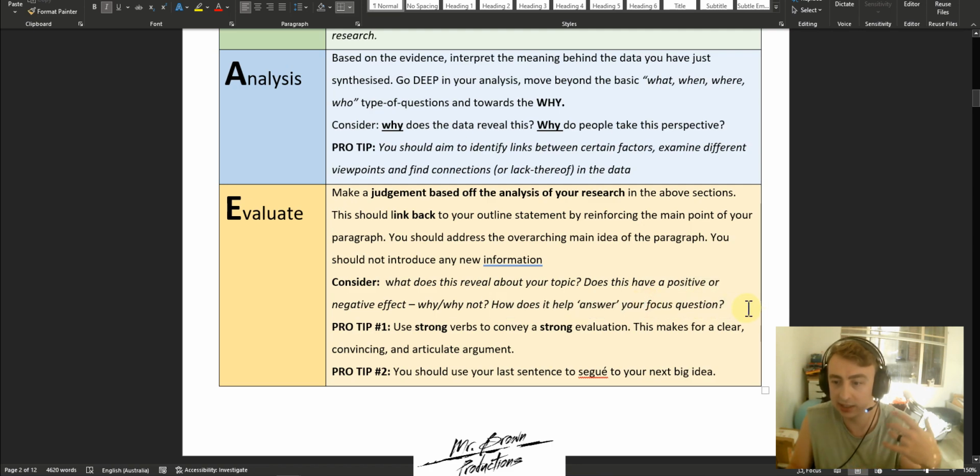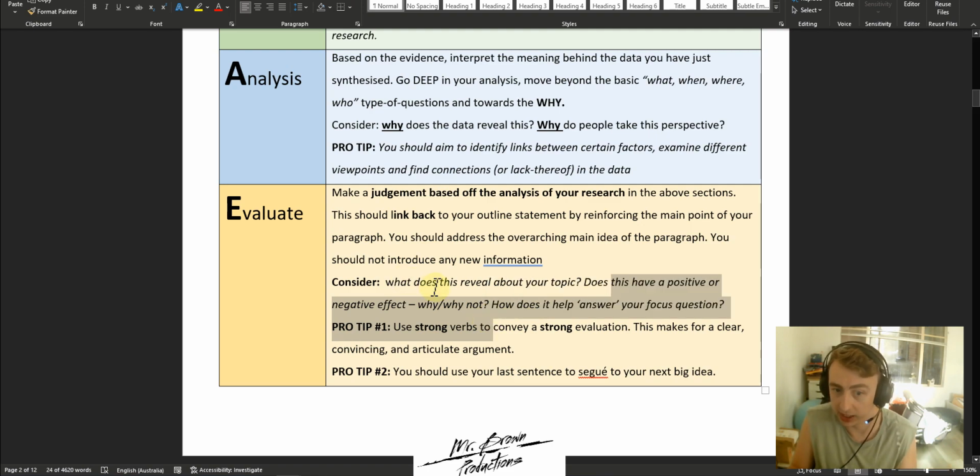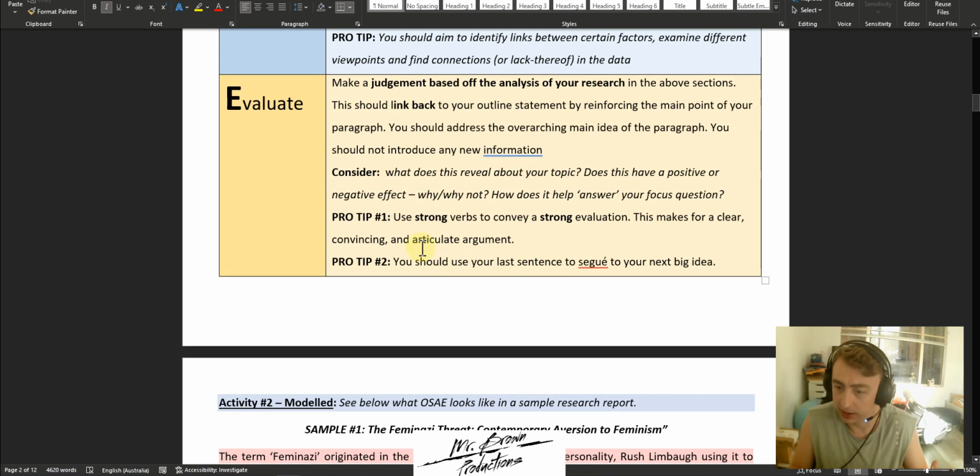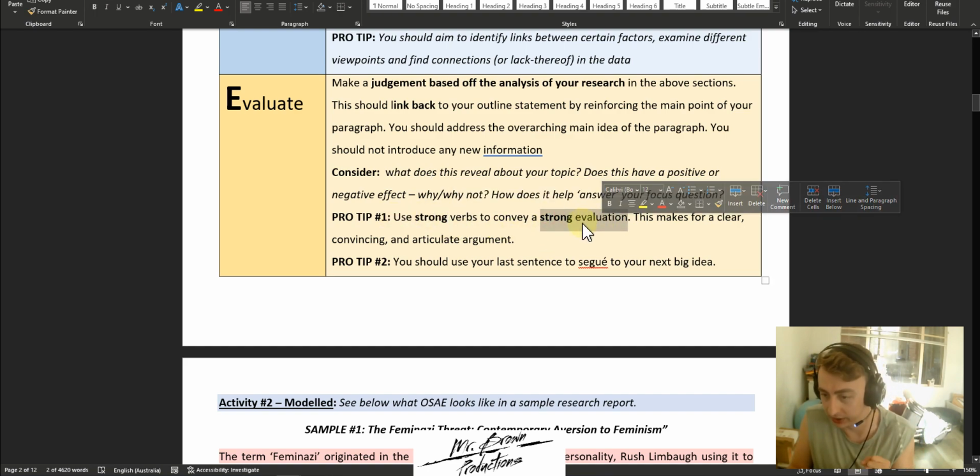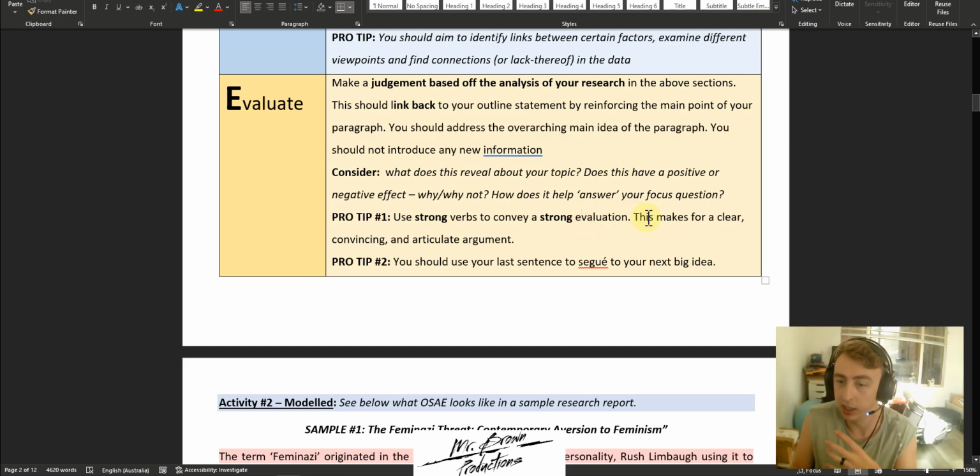Okay, so if you're looking at the contemporary issue of sexism within Disney films, how does this help answer your question on that? What effect does it have? So you need to make a judgment on that. A pro tip to help you do that is to use a strong verb to convey a strong evaluation. So that makes it clearer, more convincing, and a better articulated argument.